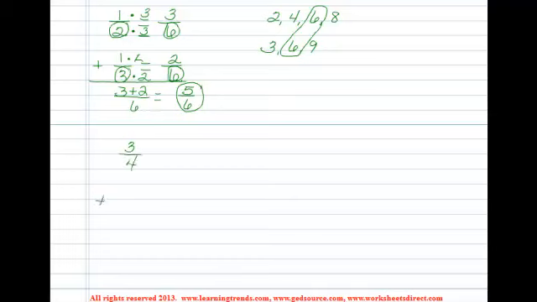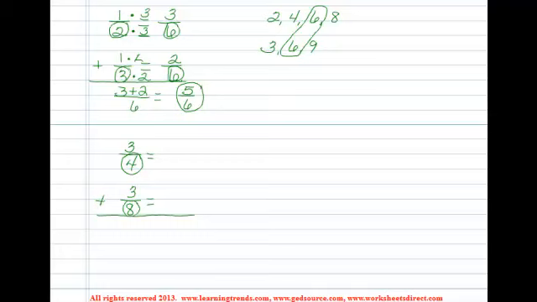Let's take a look at another example, and let's look at 3/4 plus 3/8. And we're adding proper fractions, and we'll see that the denominators are not the same. They are unlike fractions. One is a 4 and one is an 8.